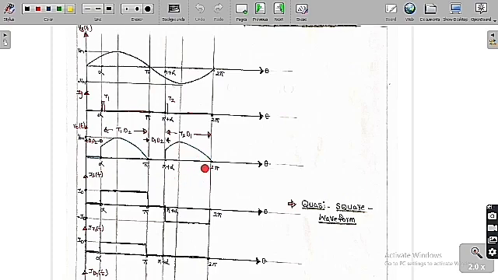And from 2 pi to 2 pi plus alpha, or 0 to alpha, as T1 is not triggered, it means it is open. So in that range again D1 and D2 are going to conduct. So we can say that the output voltage is equal to 0 and the source current is equal to 0. So this is the graph we are going to get.